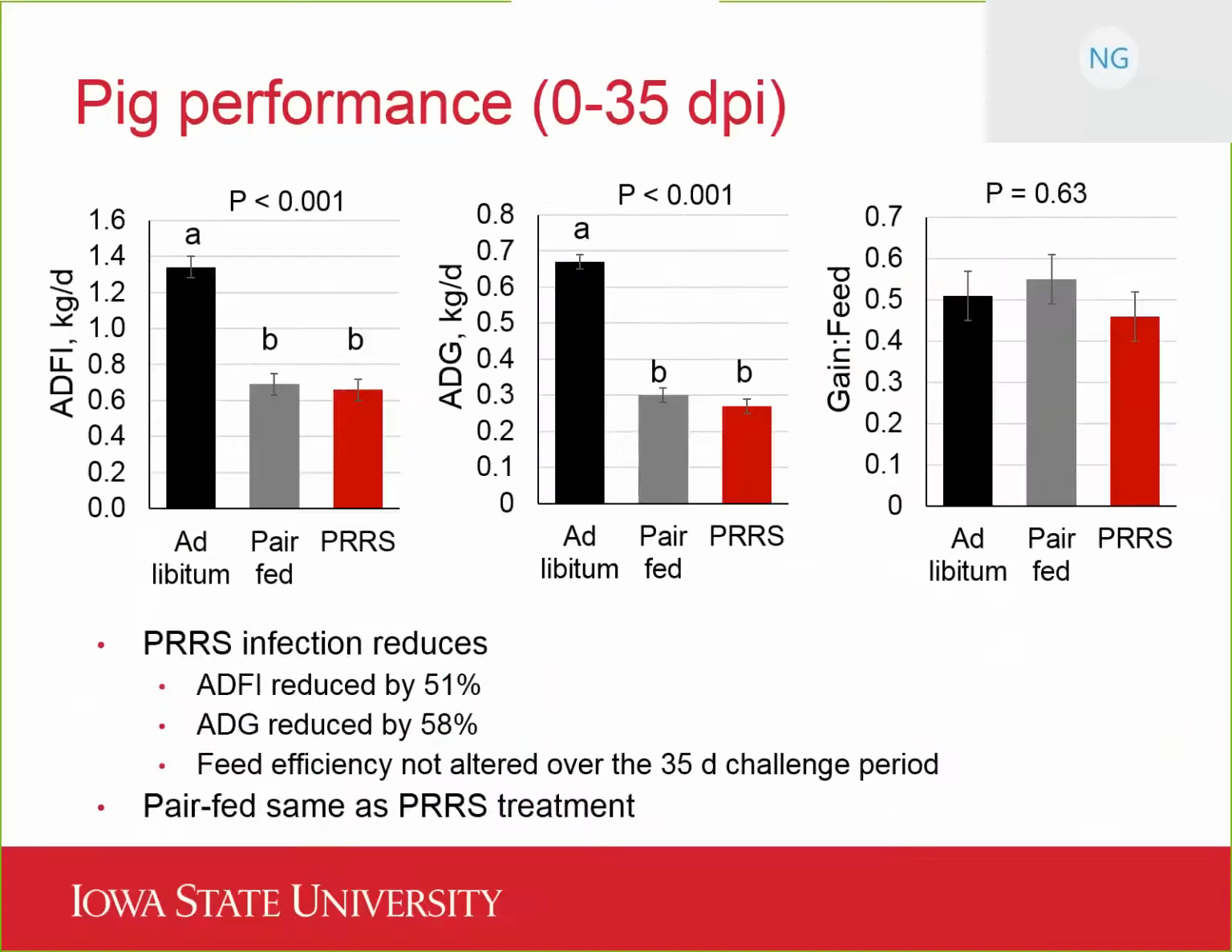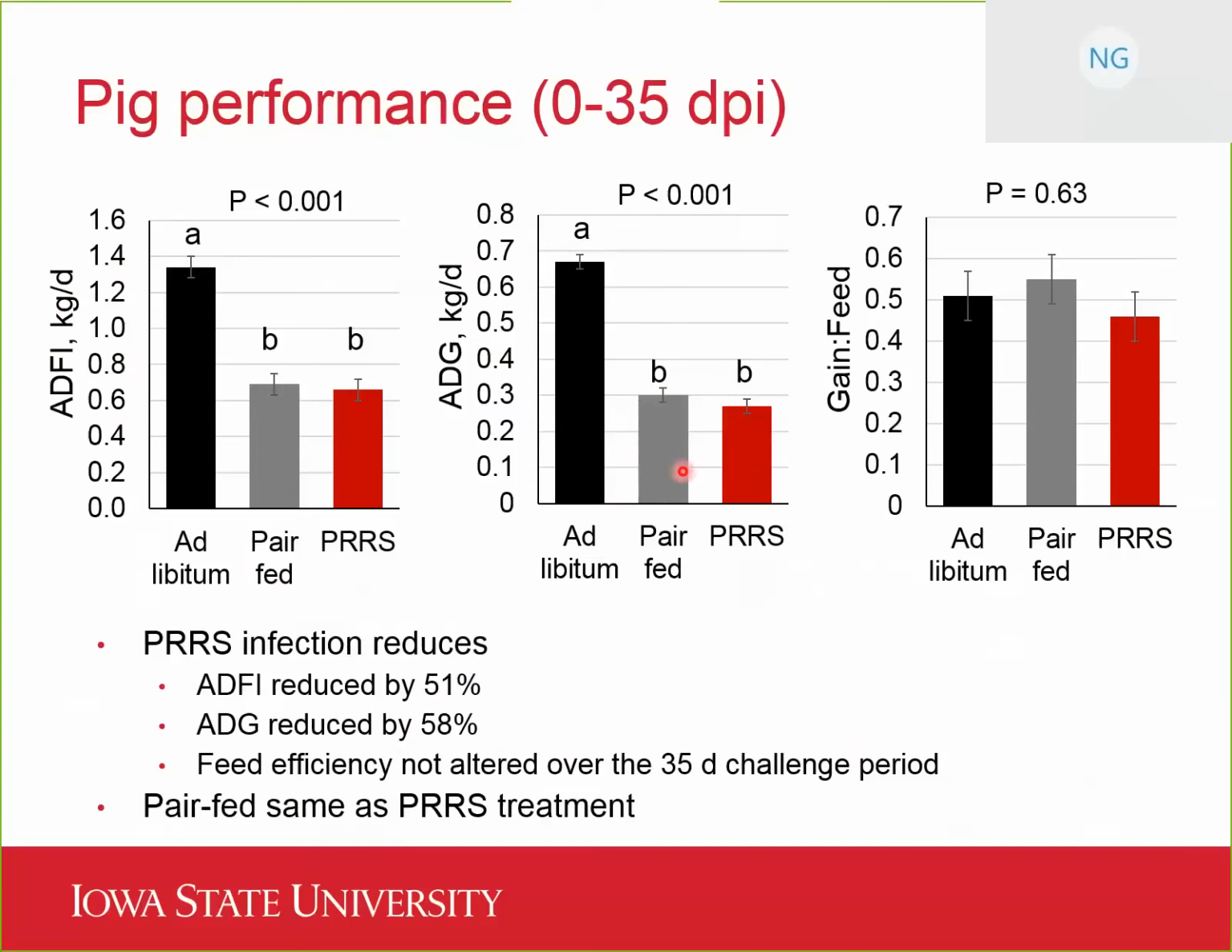So what does all this mean for the overall 35-day performance in these pigs? With this model, and this was a 134 open reading frame 5 PRRS isolate we used for this particular study, here we see that PRRS reduced feed intake by 51%, and our pair-feds were identical by design, you see here, compared to our ad lib control healthy pigs. And then average daily gain was reduced by about 60%, 58%. And it was very similar for our pair-fed group. And then feed efficiency was not different between treatments.